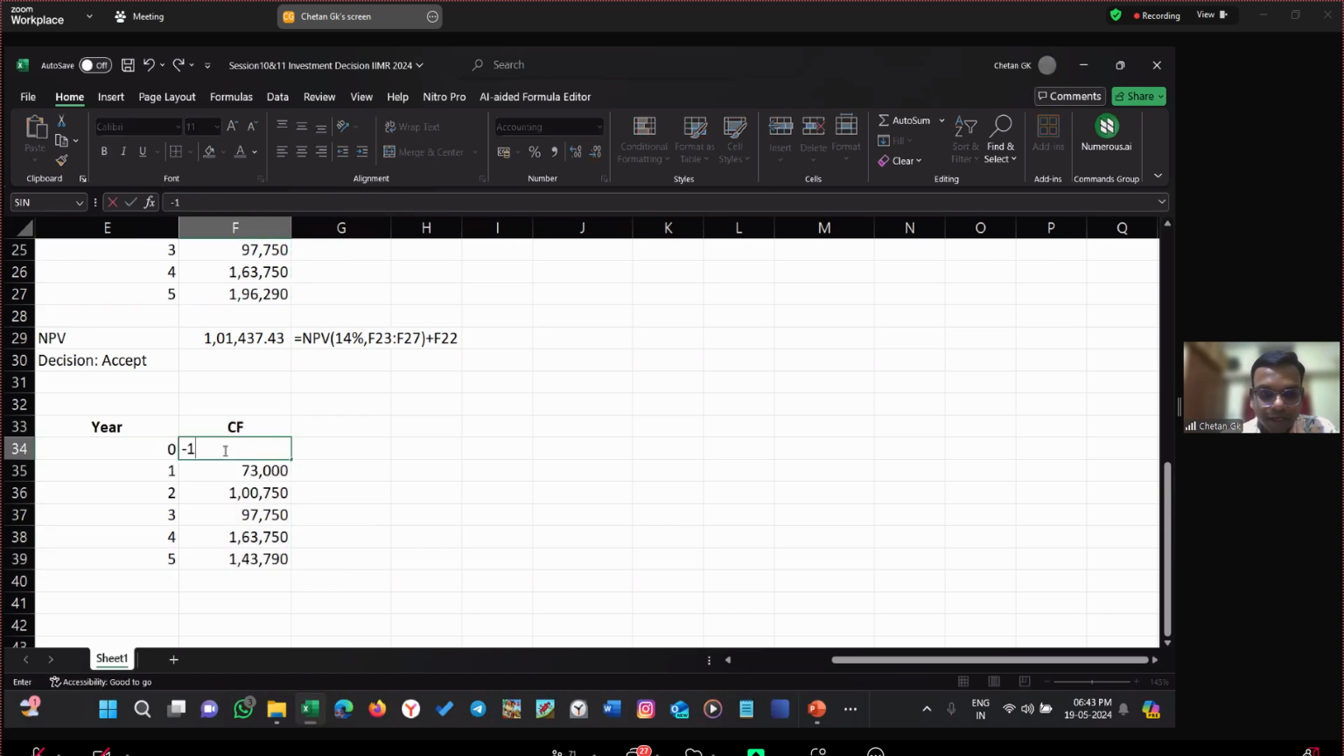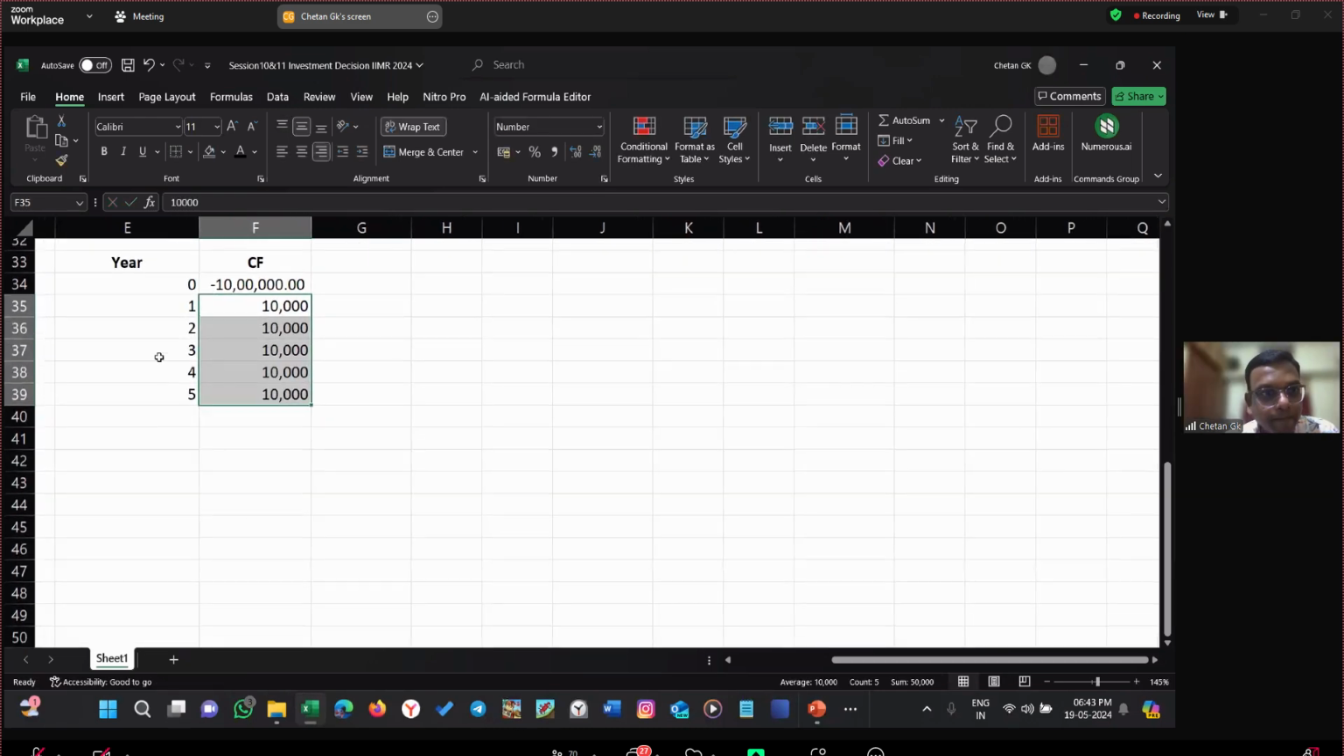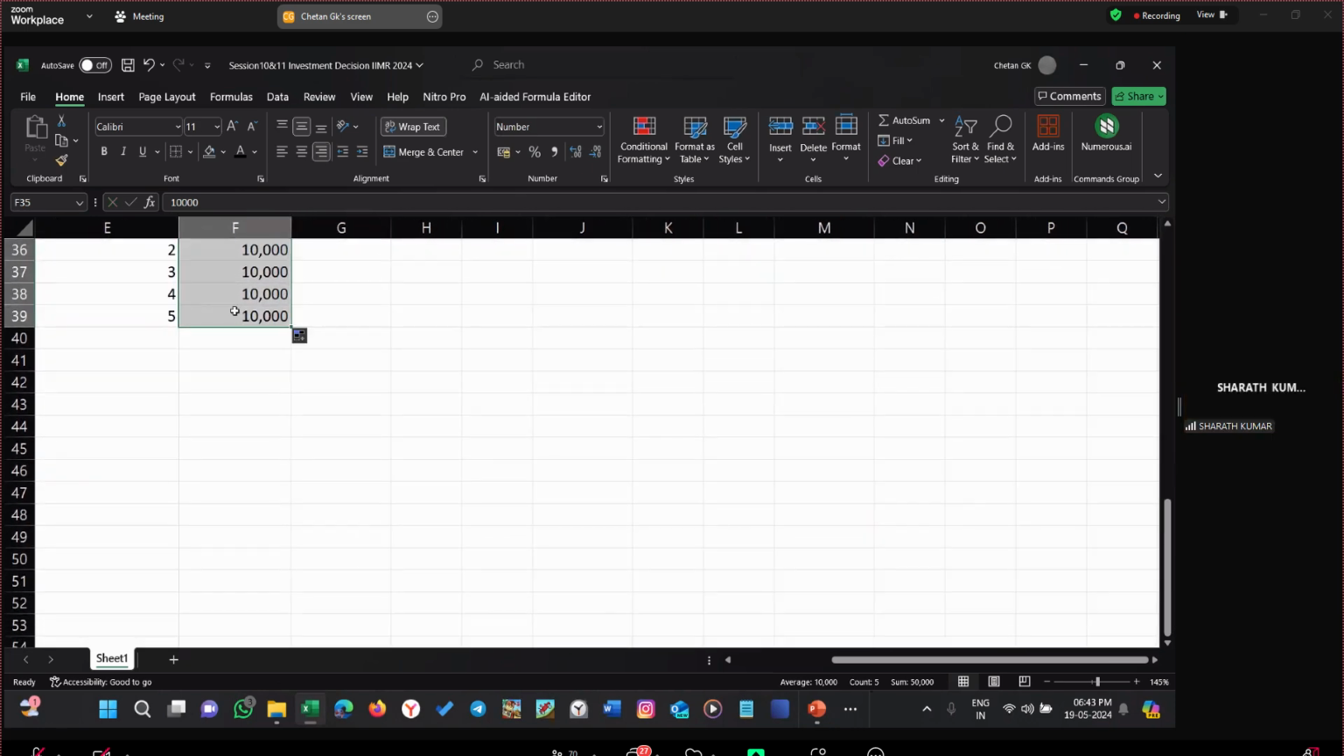So tell me, minus 10 lakhs, right? Yes. And next is? So we can keep the cash flow the same, but the investor is getting some 10,000 every year. Mm-hmm. How many years is he going to get it, tell me? For 5 years. That's it, na?